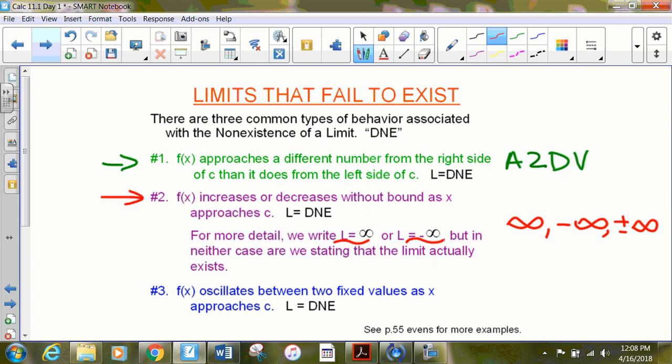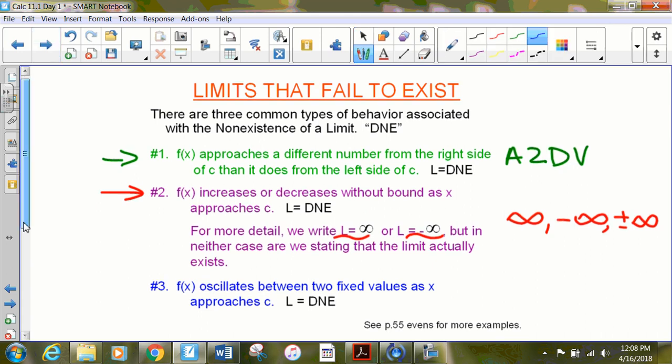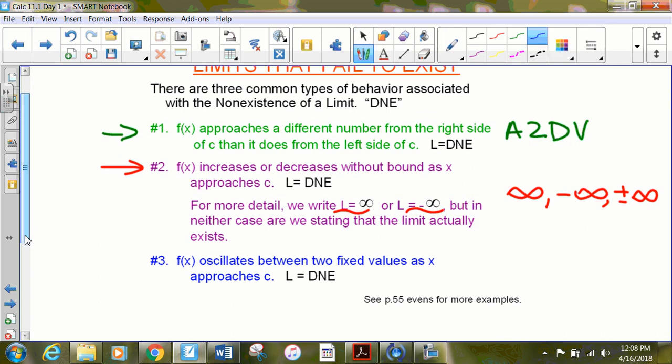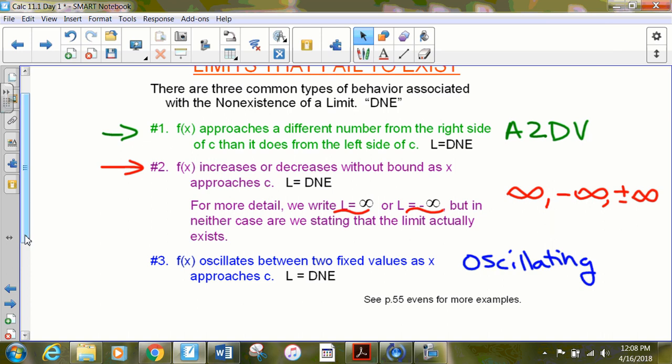And the third way a limit doesn't exist is when it's oscillating. And so we would simply write oscillating in parentheses. So 3 ways that a limit of a function as x approaches a value won't exist. Either approaching 2 different values from the left and the right, or the graph shoots off to infinity or negative infinity, or even both, or the graph oscillates as x is getting closer to that value from the left and the right.